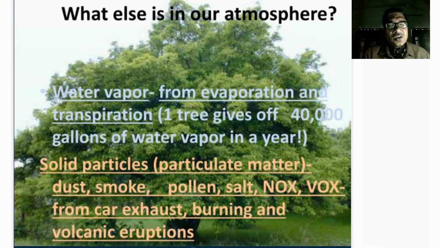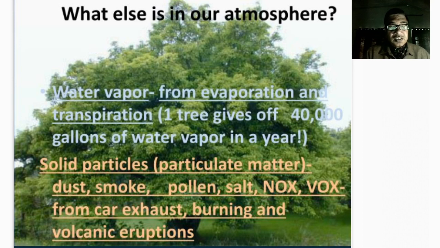Then we have many solid particles in our atmosphere, like dust, smoke, pollen grains, salt, NOx, VOx from car exhaust, burning, volcanic eruptions. Lots of gases are emitted out of the volcano, which we studied in the previous lessons. All these become part of the Earth's atmosphere, and they have their own role to play.